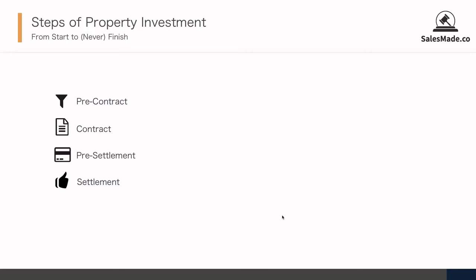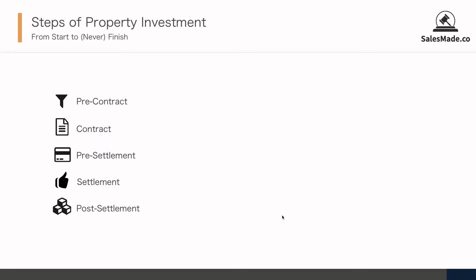Settlement is when the funds get released from the bank or lender to the seller. The seller would engage the council or the state government to issue the certificate of title, which then gets transferred from the seller to the buyer, after the buyer pays all the stamp duties and all the taxes. So formally, the buyer then owns the property.